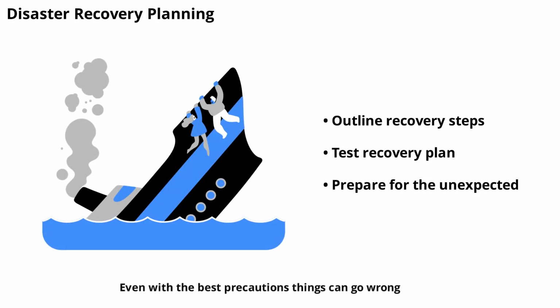Even with the best precautions, things can go wrong. Develop a disaster recovery plan that outlines steps to restore data and services in case of migration failure. Include contact lists, escalation procedures, and backup restoration processes. Test your disaster recovery plan regularly to ensure it works as intended. Being prepared for the unexpected is a hallmark of a safe and resilient data migration strategy.